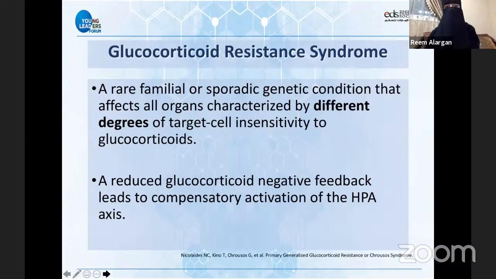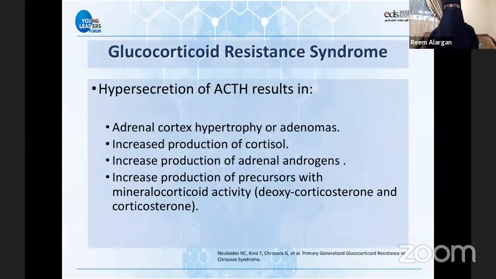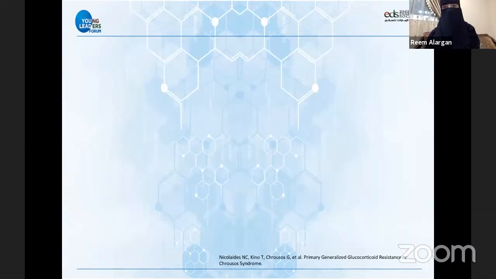Glucocorticoid resistance syndrome is actually a rare familial or sporadic genetic condition. It affects all organs, characterized by different degrees of target cell insensitivity to glucocorticoid. As a result of resistance to glucocorticoid at the peripheral tissue, the patient will have loss of negative feedback on the pituitary gland, so they will have activation of the HPA axis. That will result in hypersecretion of ACTH, and this will result in hypertrophy of the adrenal cortex, or hyperplasia or adenoma, as we saw in our patient, and increased production of cortisol, adrenal androgens, and precursors of mineralocorticoid like deoxycorticosterone and corticosterone.